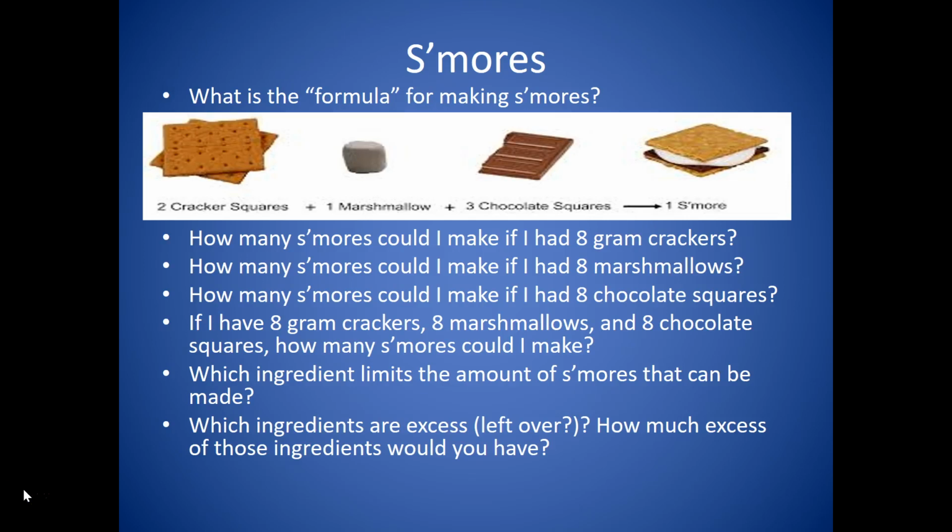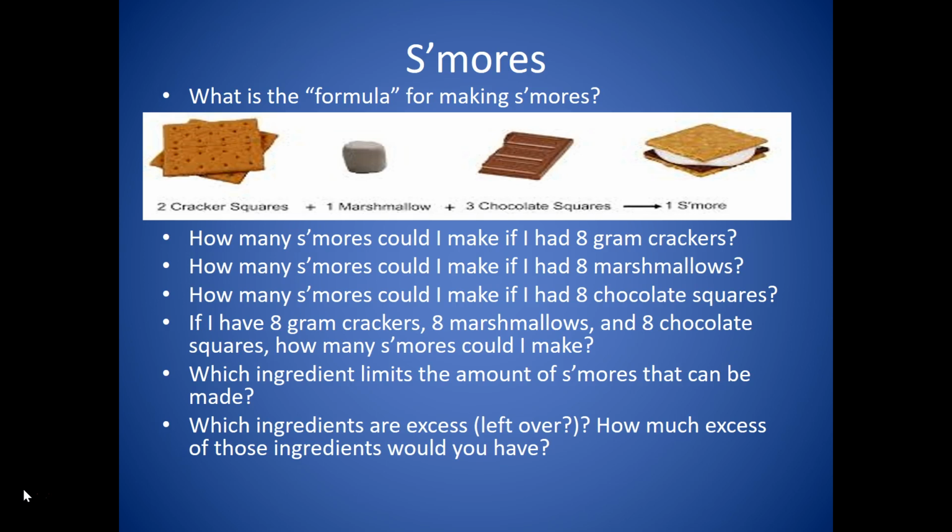So I want to start this video off by talking about s'mores. What is the formula for making s'mores? Well, it's essentially 2 cracker squares, 1 marshmallow, 3 chocolate squares, depending on how much you like chocolate, and that produces 1 s'more.